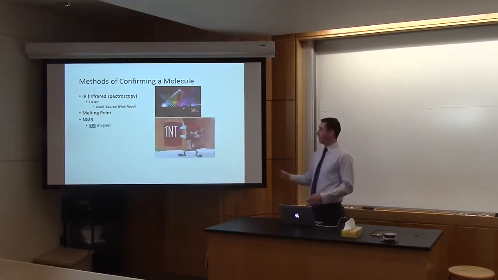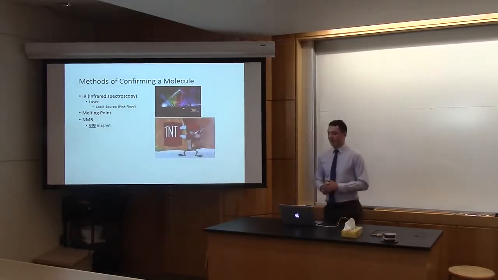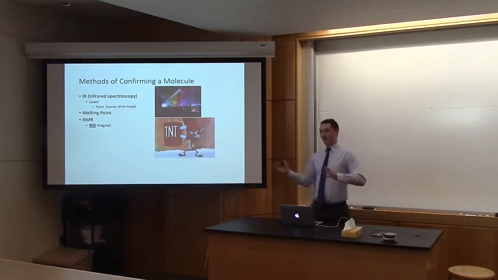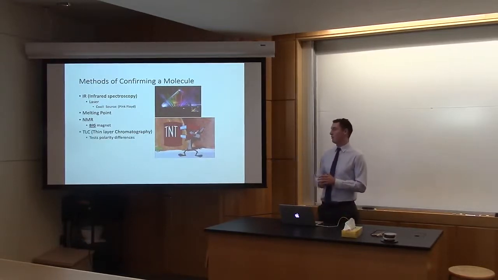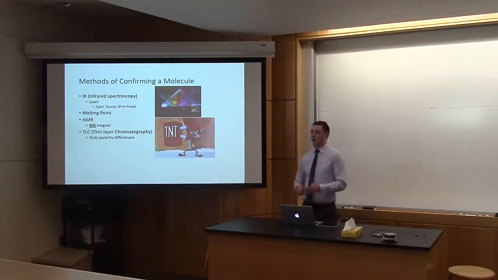Pretty straightforward. We have NMR, which is a big magnet. I will get into why it's a big magnet and what it does later, but that's all you need to know for now. And lastly, we have thin layer chromatography, which is TLC. It helps you detect polarity differences, so you could separate something like methanol from hexanes or something like that.